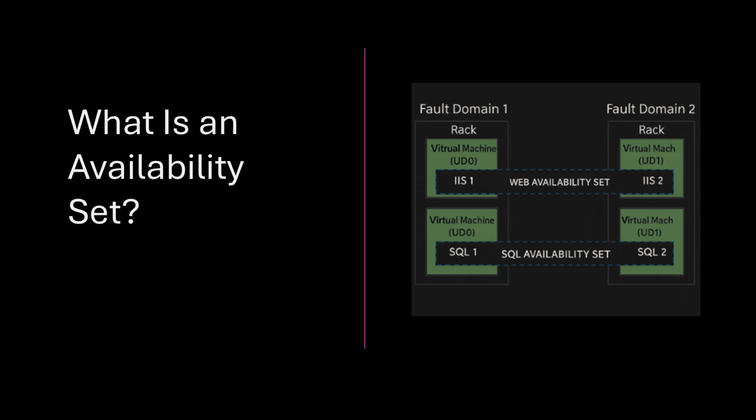When you combine these principles, fault isolation through fault domains and rolling updates through update domains, you are building infrastructure that's not only reliable but also resilient by design. And that's exactly what great Azure architecture is all about.